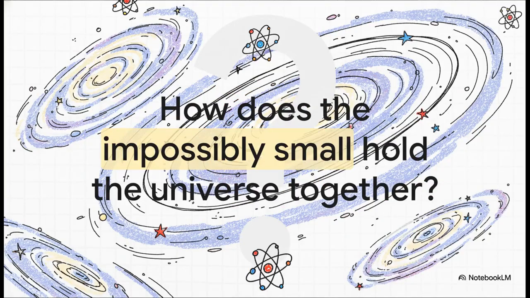We've gone from the vast macro universe down to a mass of 10 to the negative 31st power. And it leaves us with a pretty profound question. How does something so impossibly small hold the entire universe together? By finally understanding the delicate interplay of just 3 characters, the electron, the proton, and the neutron, we unlock the fundamental forces that build our reality.